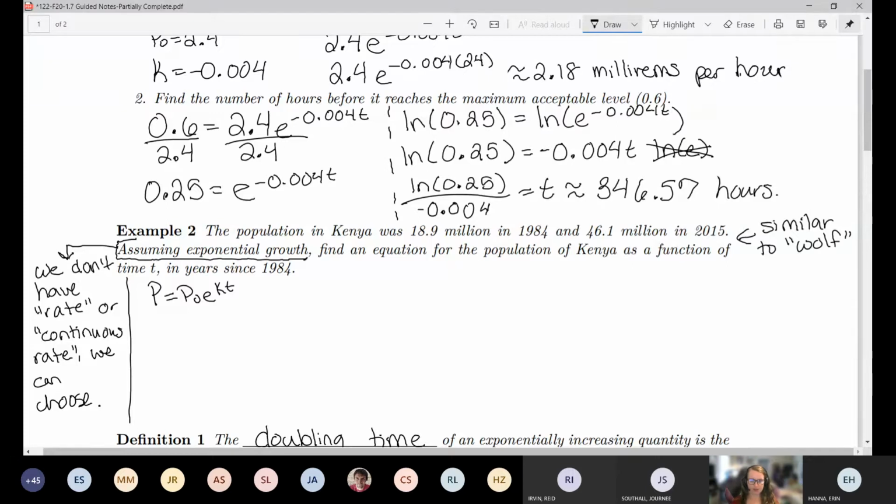So this is essentially that same idea of we have 2 points and we want to find the equation of, well, the exponential equation. So what are the 2 points we have? Well, we're taking t to be years since 1984. So if we consider 1984 and 18.9 million, that's going to tell us 0 and 18.9 because 1984 is 0 years since 1984. And then 2015 is 31 years since 1984, so 31 and 46.1.